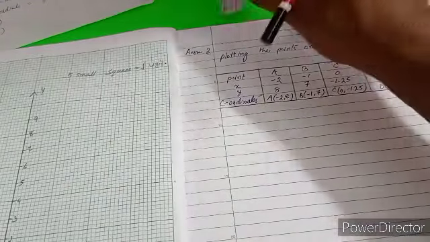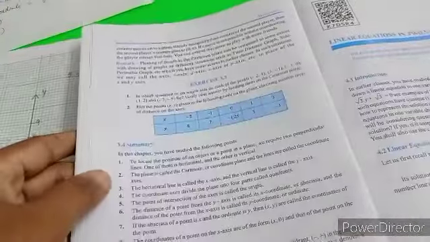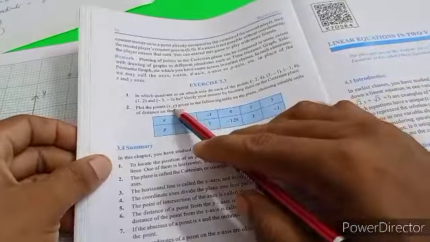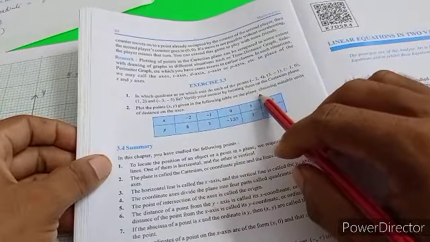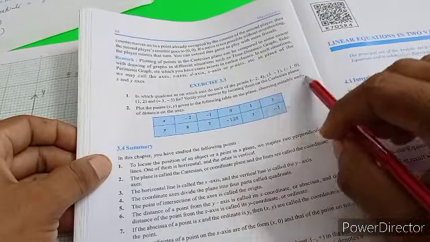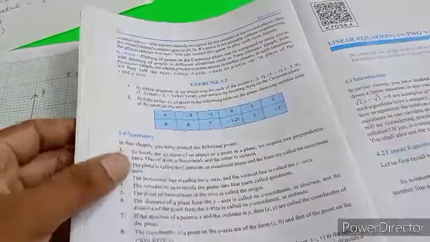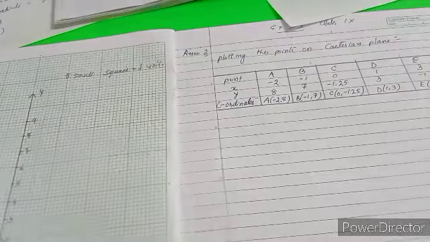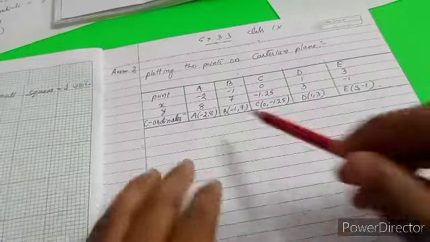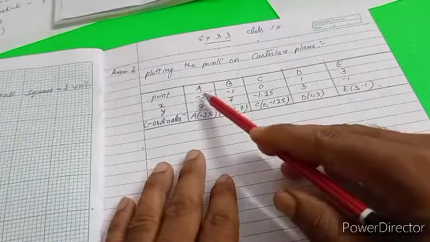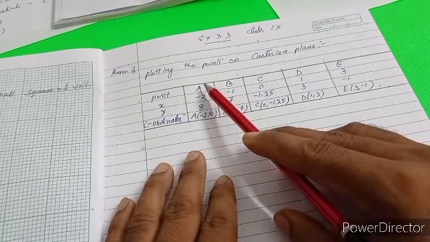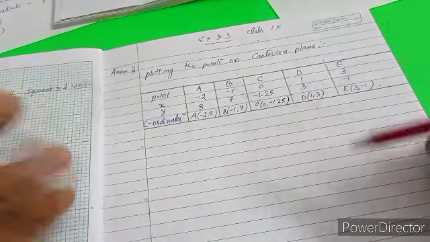Next, we will move to exercise 3.3, question number 2. Plot the points x, y given in the following table on the plane, choosing suitable units of distance on the axis. One table is given. Okay, this is what the table is. I have named these coordinates as A, B, C, D, E, easy for us to understand.